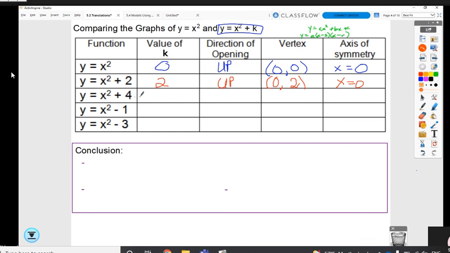So at this point, you probably understand what's going on. Value of k is 4. Direction of opening is up. Yeah? What do you think the vertex of this one would be? This third one, x squared plus 4.